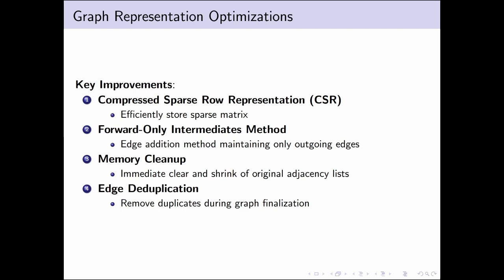Next, we looked at memory cleanup. After converting adjacency lists to CSR, we immediately clear and shrink the original adjacency lists. This releases memory back to the operating system right away, rather than keeping both representations in memory simultaneously. We also delay the incoming CSR construction, keeping those vectors empty until needed.